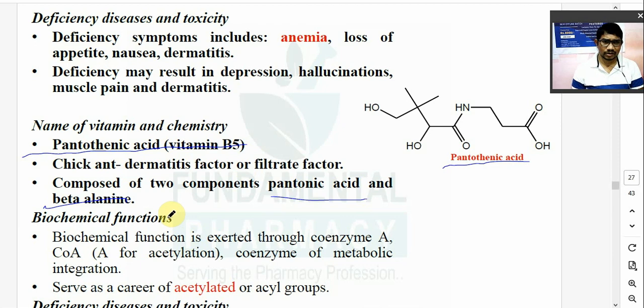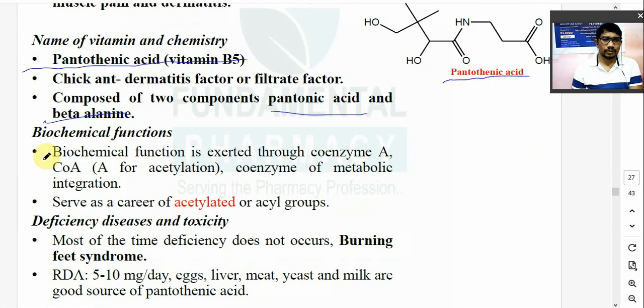So what is the biochemical function of this pantothenic acid? Biochemical function क्या है, इसका रोल क्या है ह्यूमंस में? It is exerted through coenzyme A. जो coenzyme A होता है, उसका एक component होता है pantothenic acid, and coenzyme A is responsible for the acetylation. So जैसे होता है acetyl CoA और CoA, A for acetylation, right?